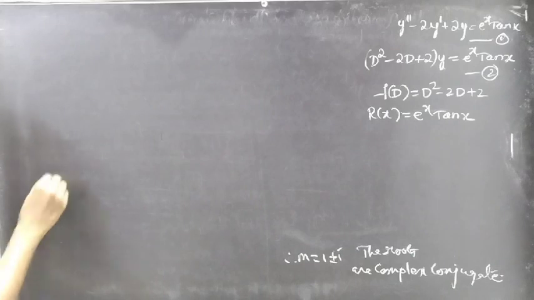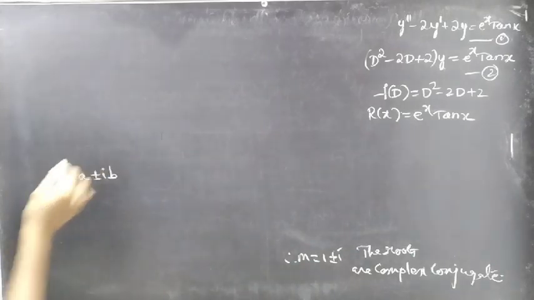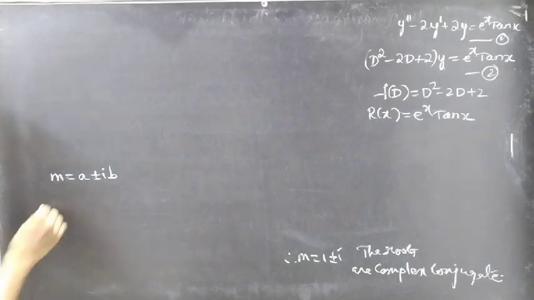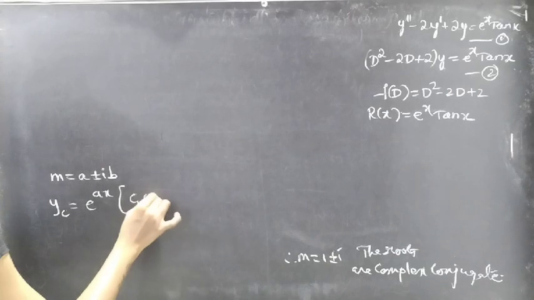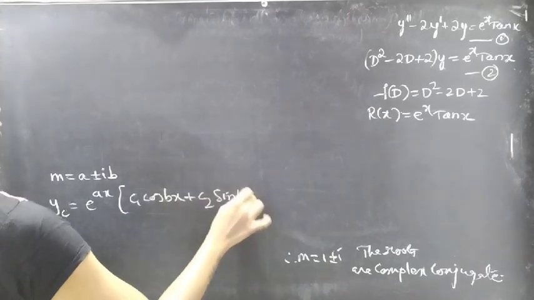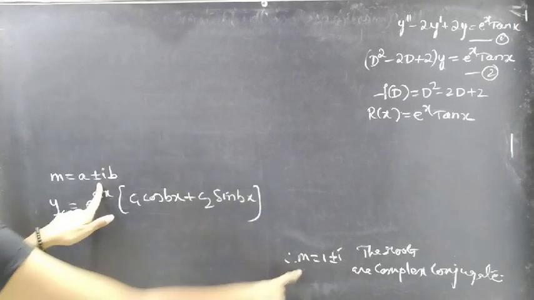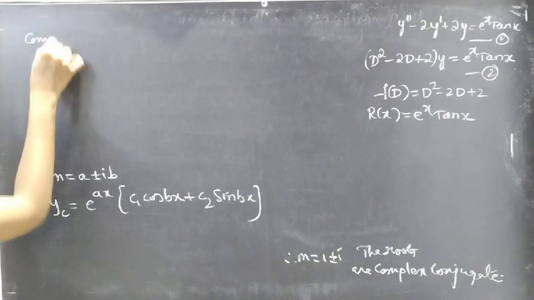We know that when two roots are complex conjugates, say m equal to a plus or minus ib, then yc looks like e power ax into (c1 cos bx plus c2 sin bx). Just compare these two. Then for a equal to 1 and b equal to 1, we'll have the complementary function.